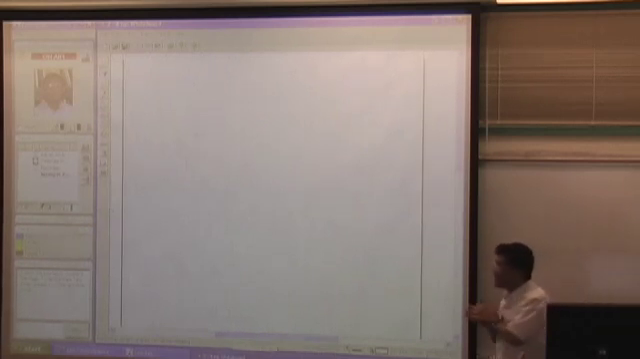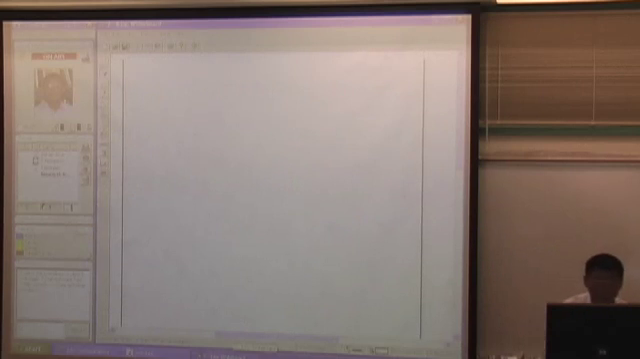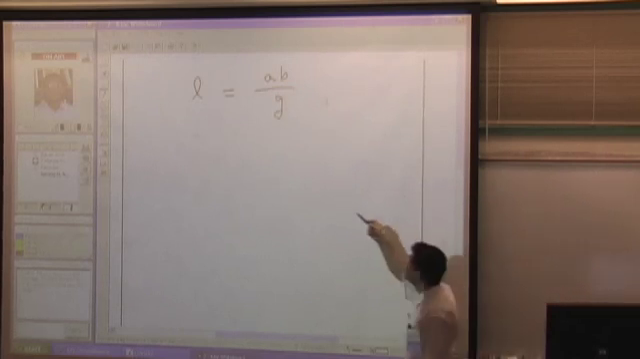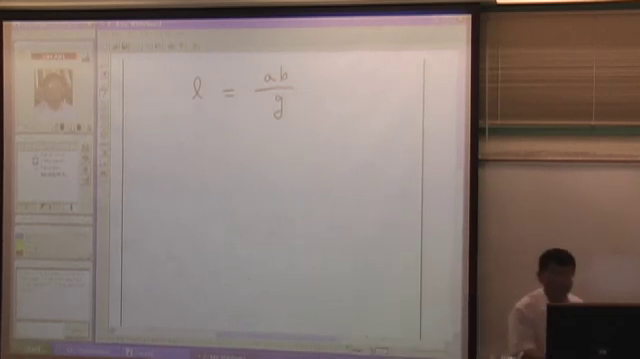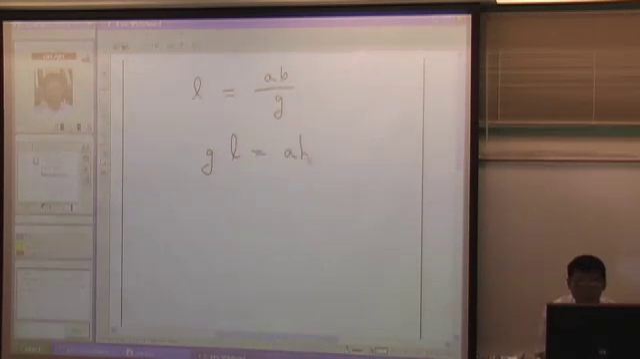In any case, LCM is nothing but AB divided by GCD, right? This is it. In other words, if you know GCD, you know everything. But what we need to know is this fact, right? G times L equals A times B. And we need a proof of this thing.